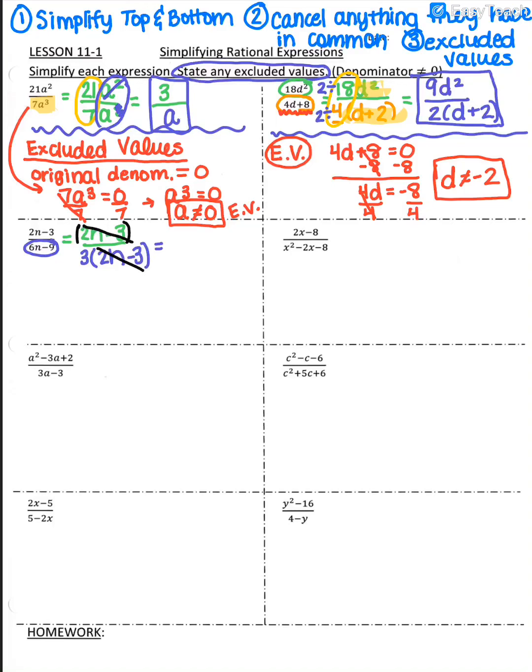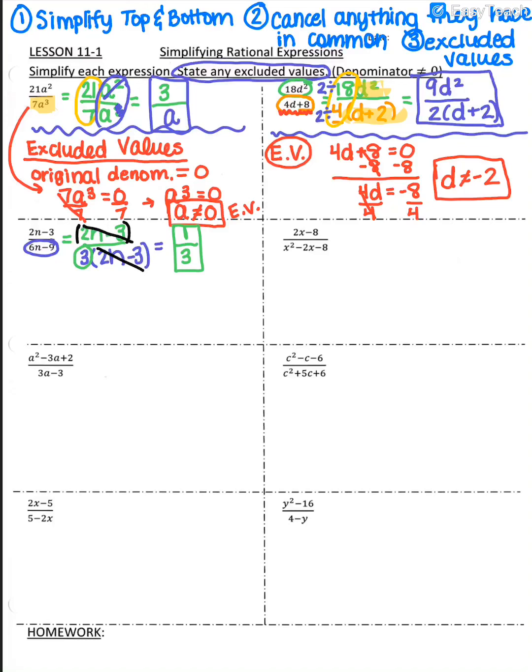So what that means is that if everything cancels on either the top or the bottom, we're left with an invisible 1, kind of as a placeholder. And on the bottom, the only thing that was left was a 3. So my final answer is 1 over 3, or 1/3. Okay, so that's my answer.